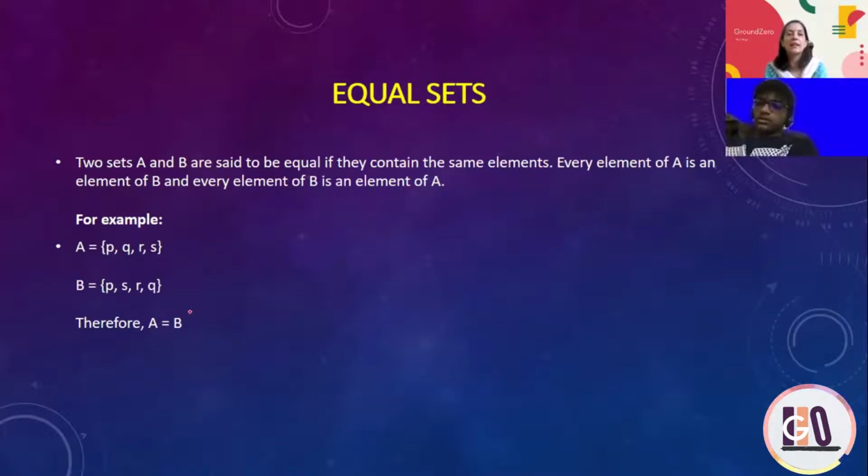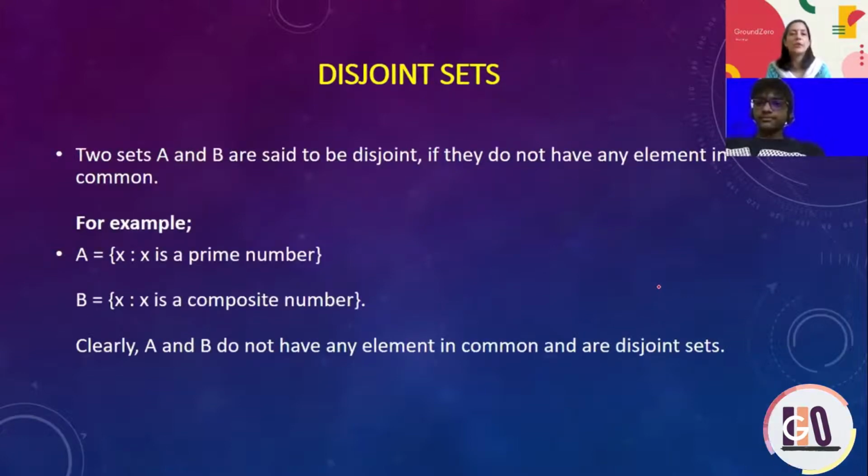If both of them are equal, then automatically the cardinal number will be the same. So if two sets are equal sets, the cardinal number will be the same, and automatically, all the time, you can say it's an equivalent set. Exactly.